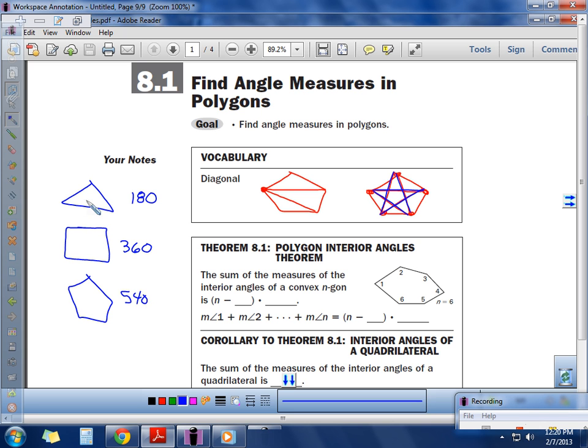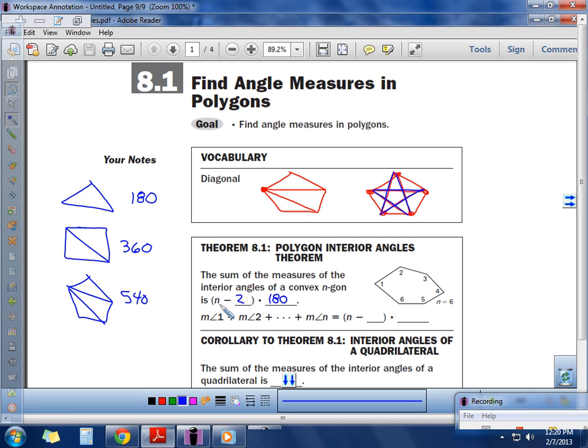Here's why. 1 triangle, 2 triangles, 3 triangles. So what's 3 times 180? 540. What's 2 times 180? 360. What's 1 times 180? 180. So that's where it comes from, and here's a formula for that. So n minus 2 times 180.